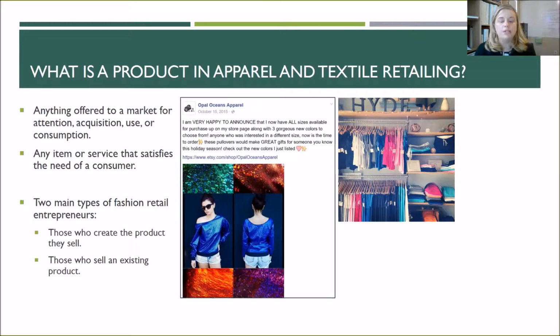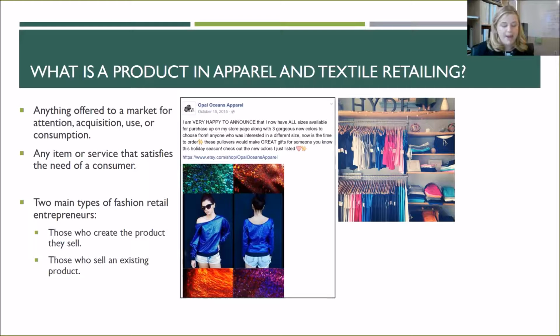So another thing we don't always think about is that a product doesn't have to be tangible. So it doesn't have to be a physical object. It can also be a type of service. So for example, if you walk into Neiman Marcus and visit with a personal shopper, that service is a product that they are offering you. So in that way, you can also think of a product with that second bullet point there. Any item or service that satisfies the need of the customer.